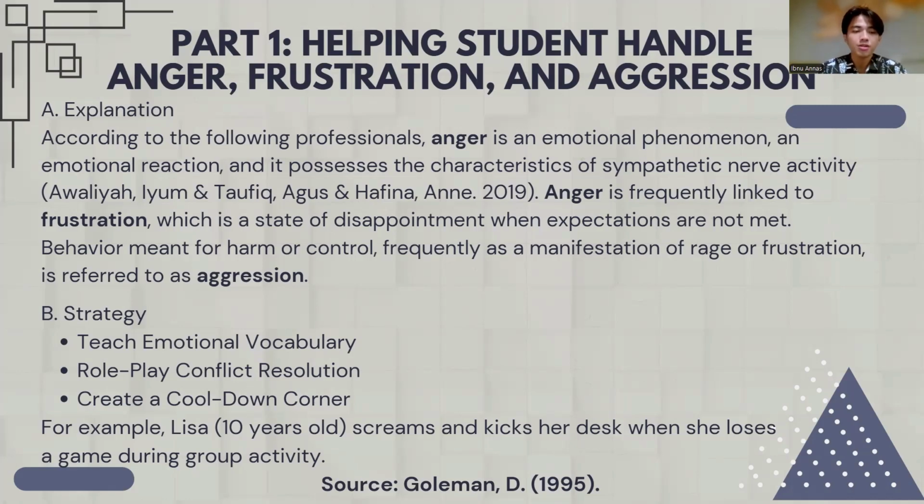The example below is that Lisa, 10 years old, loses a game in her group. She kicks her desk, screams, and starts aggression. But the teacher guides her to cool down using the cool-down corner strategy. She squeezes a stress ball and says, I'm frustrated, but I'm ready to return to my group.